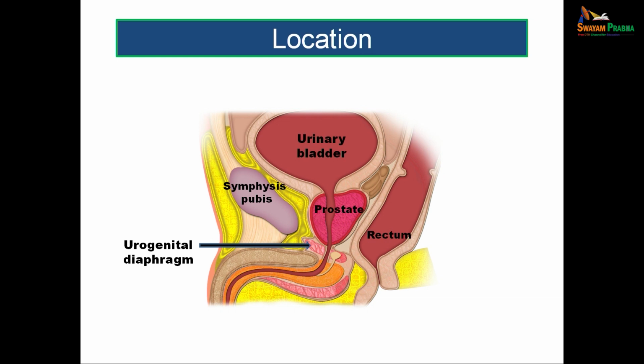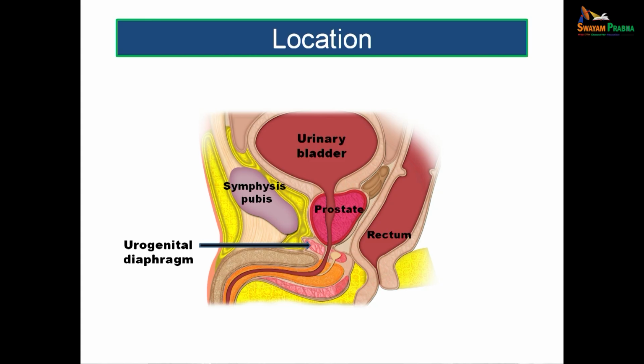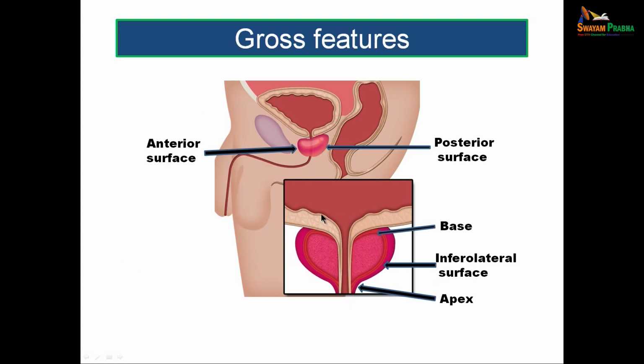Now, let us look where this prostate is situated. Prostate is situated in the lesser pelvis. It is below the neck of the urinary bladder, above the urogenital diaphragm. It is behind the lower half of the pubis and in front of the rectal ampulla. This is where the prostate is situated. On either side is the levator ani.